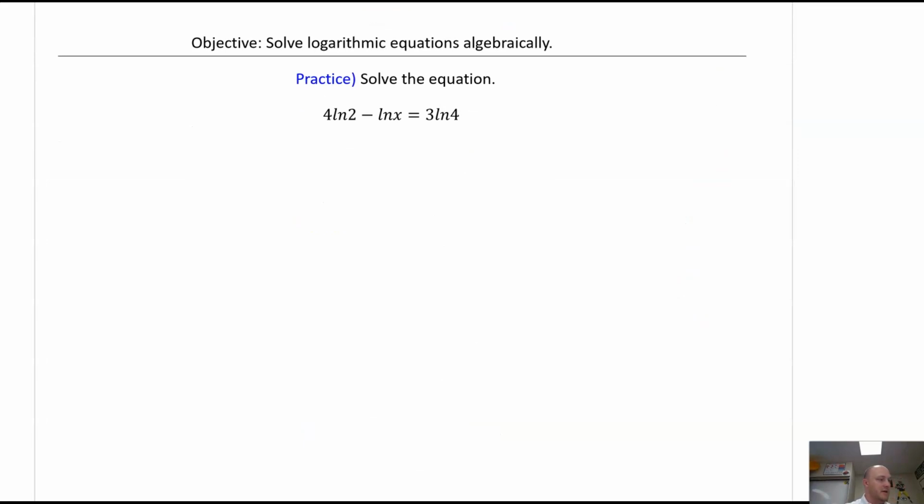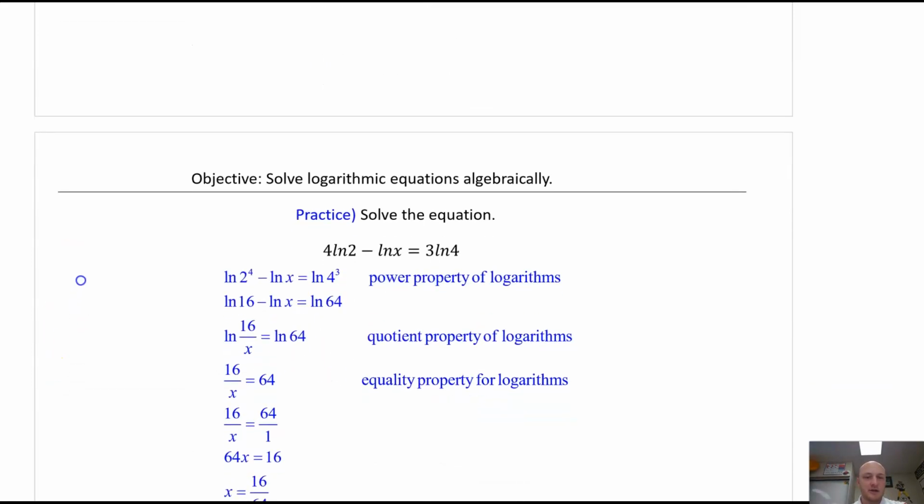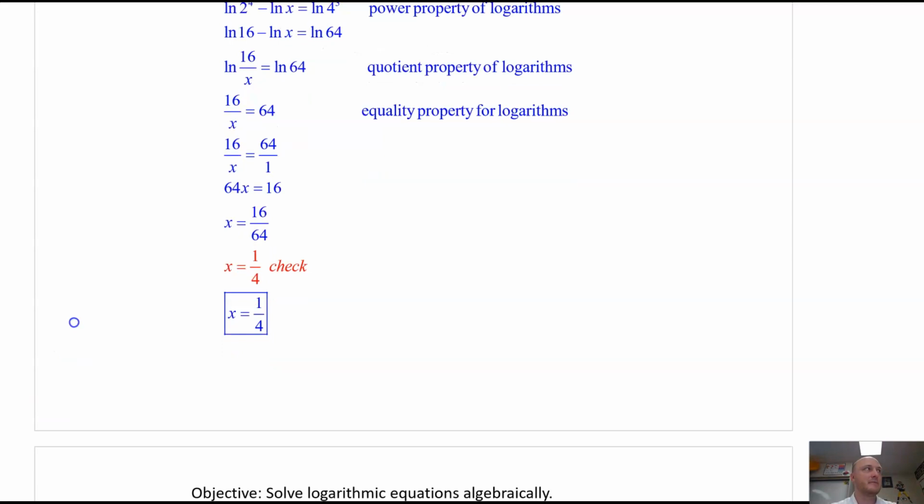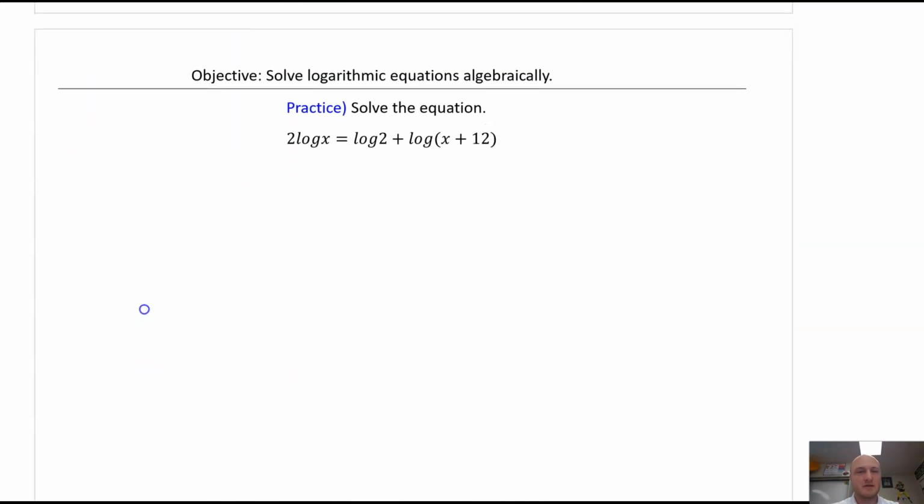All right, here is a practice problem. Please pause the video. Give this one a try. Okay, hopefully you paused the video. You've got to use the power property and then the quotient property to get natural log of 16 over x is equal to natural log of 64. We'll multiply both sides by x to give 64x is equal to 16. And then we divide to get x is equal to 1/4. Did you get it? Good job.